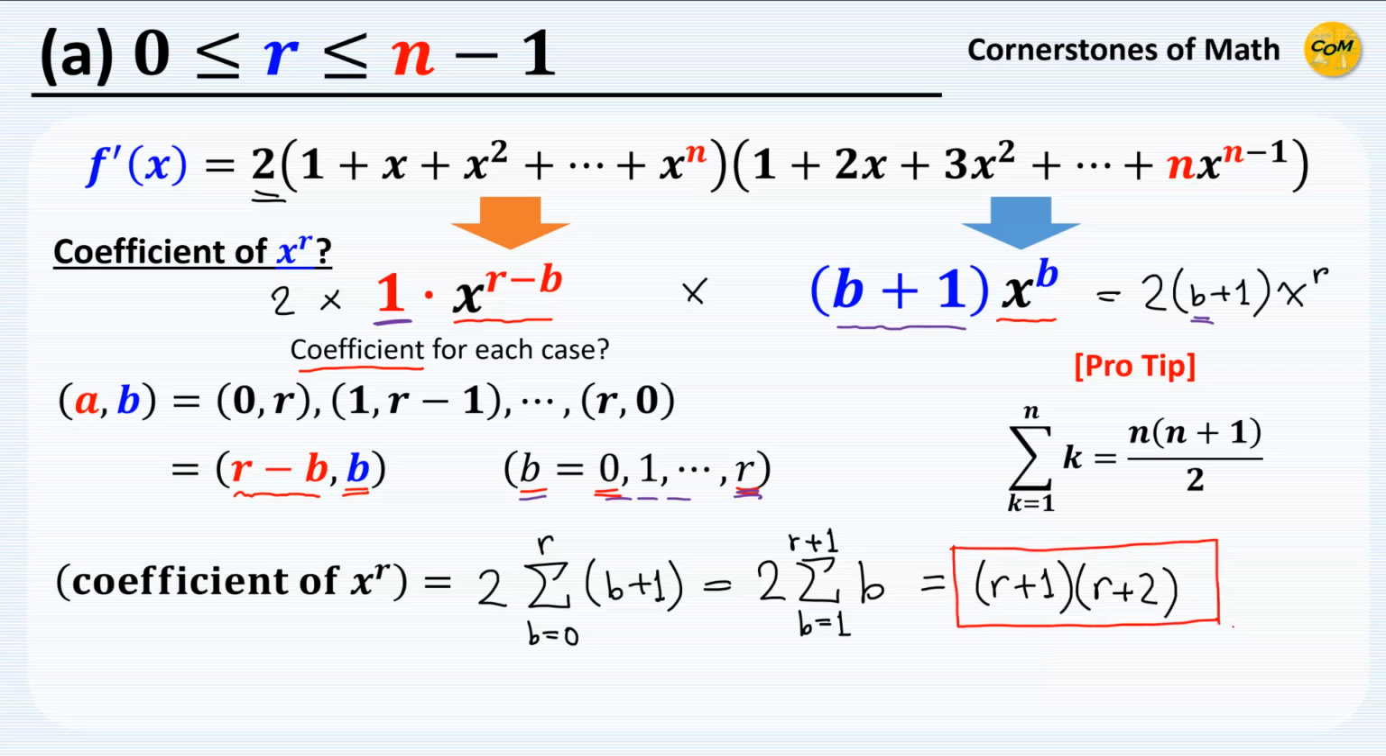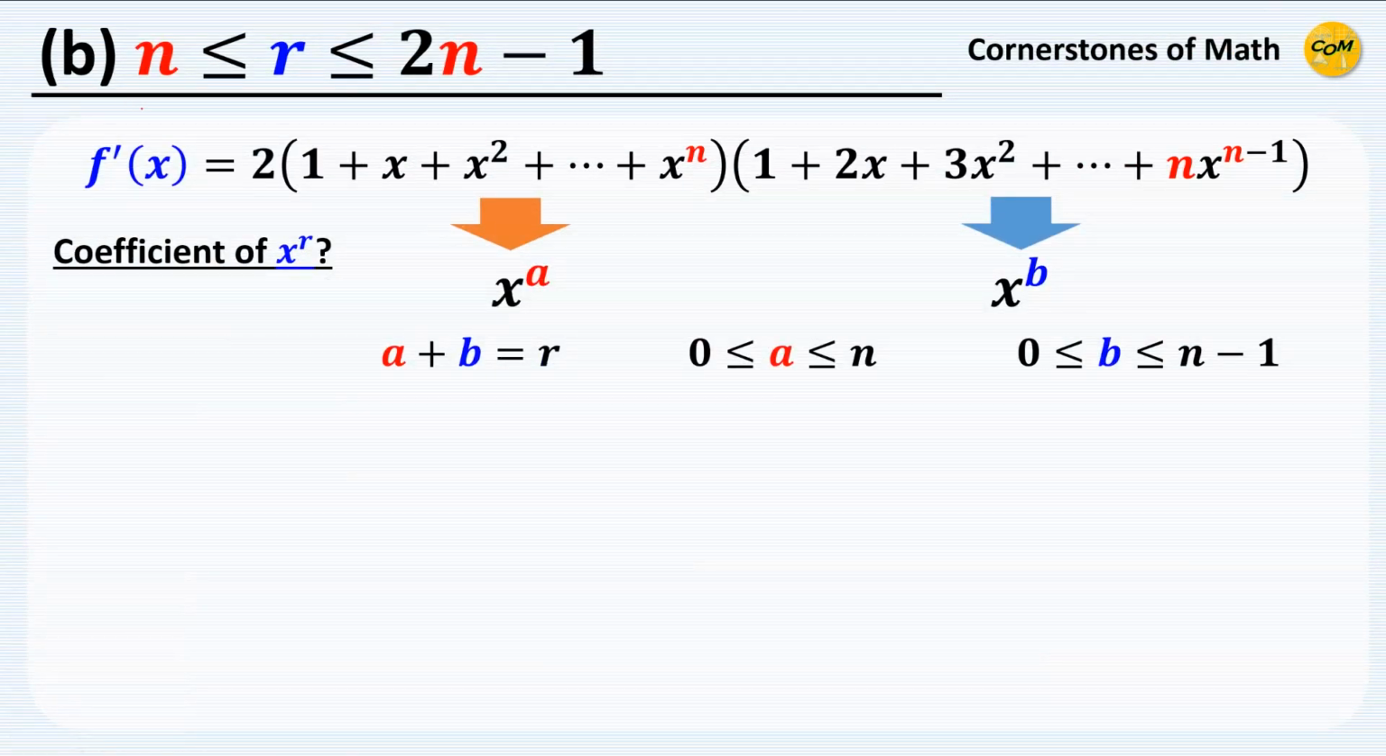So that was the first part of the problem, and now the second part of the problem, where r has values greater than or equal to n and less than or equal to 2n minus 1. The process is similar to the previous case, choosing x to the power of a and x to the power of b from each polynomial factor.